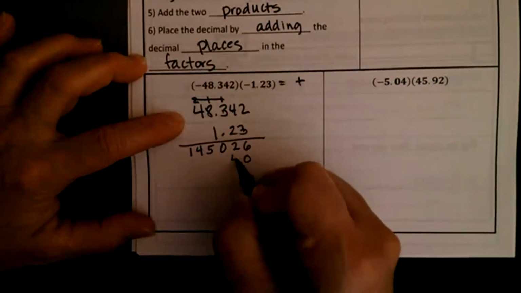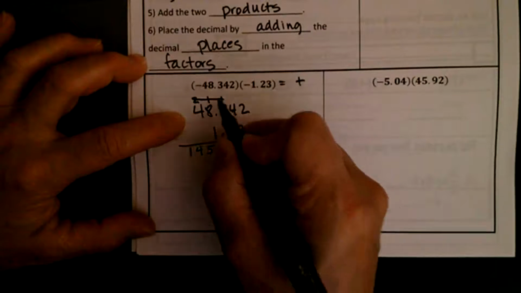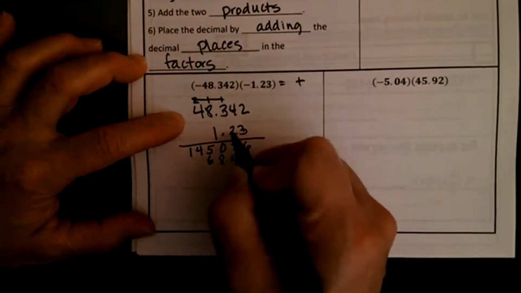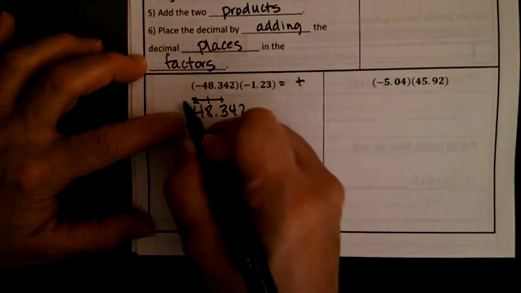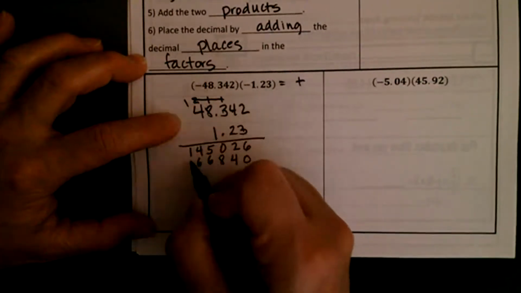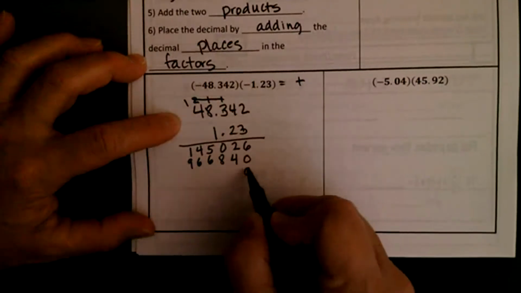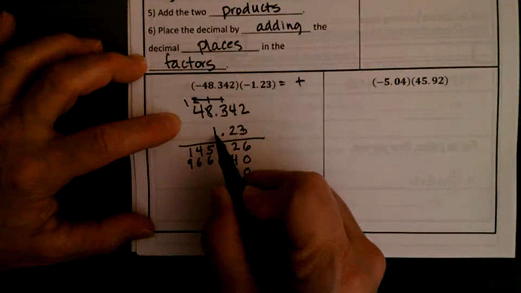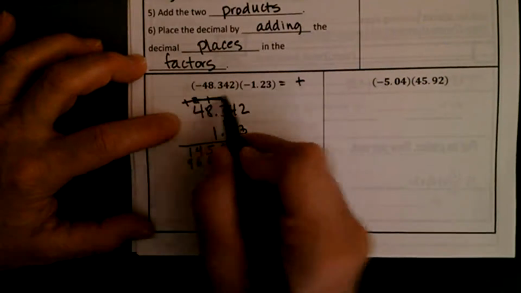2 times 2 is 4. 2 times 4 is 8. 2 times 3 is 6. 2 times 8 is 16. 2 times 4 is 8, plus 1 is 9. Now I need two placeholders. I'm going 1, 2. This is 1 over here. I'm going to cross these out.